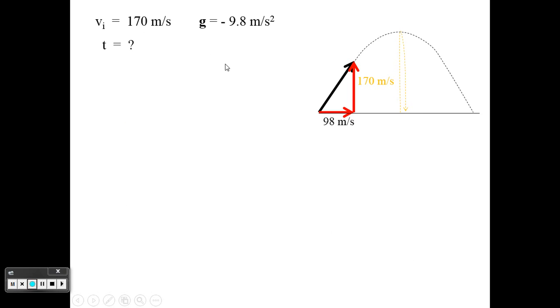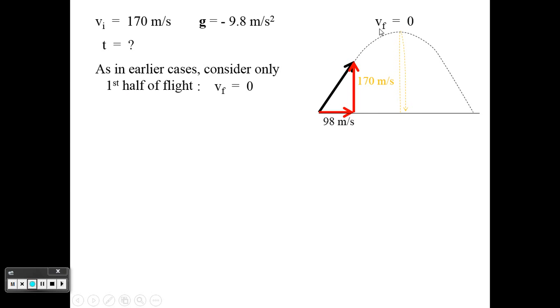This goes back to our motion problems. The initial vertical velocity is 170 meters per second. It's acted on by gravity. We want the time of flight. We need one more known. If you remember, we did this little trick where we considered only the first half of the flight, because that allowed us to say that the final velocity of the first half is 0, and that gave us the third known that we needed.